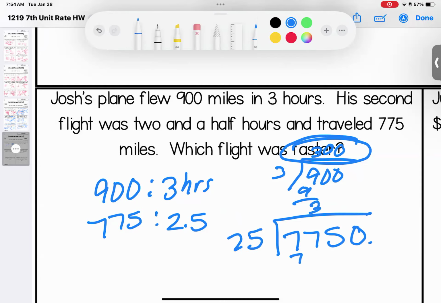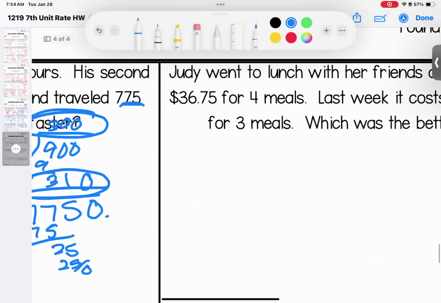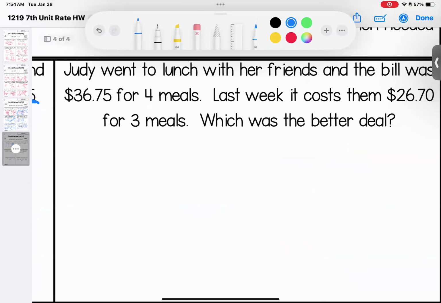Quarters, 3/4 is 75 cents. 1/4 is 25 cents. And then 0. Which flight was faster? Over here, he did 310 miles in an hour. So this second flight is faster. Make sure you're really thinking which one is going to be better in each scenario. Is it going to be better to be a bigger number or a smaller number? That's going to change depending on what it is.